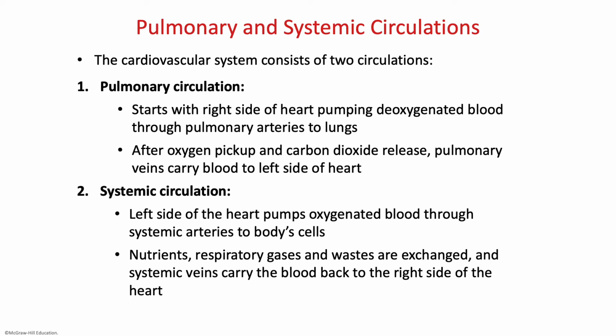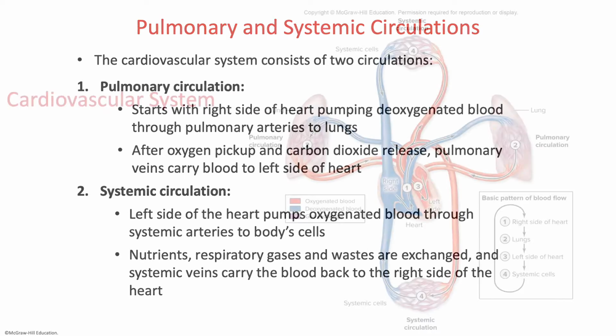And then the systemic circulation is when the left side of the heart pumps oxygenated blood through your systemic arteries to the body's cells, where nutrients, respiratory gases, and wastes will be exchanged, and then your systemic veins carry the blood back to the right side of the heart.